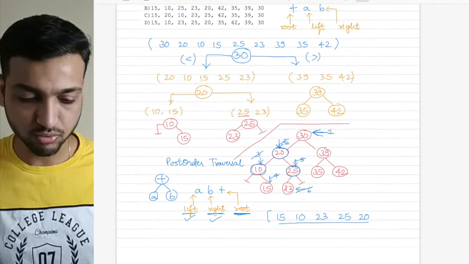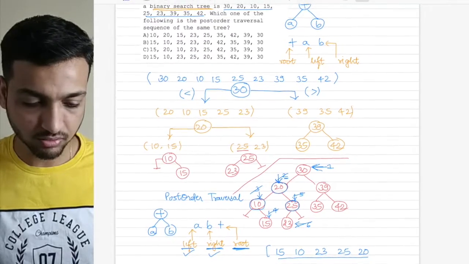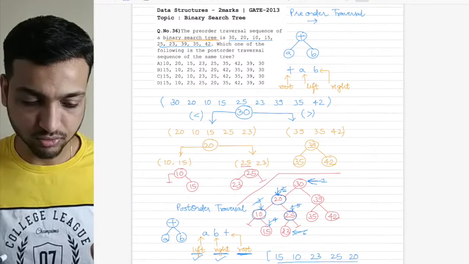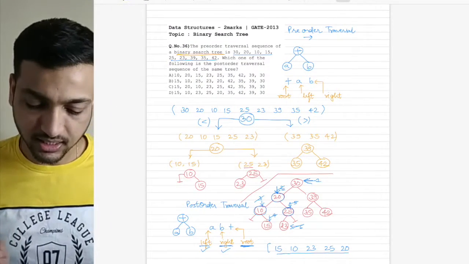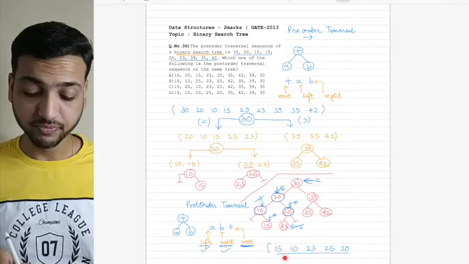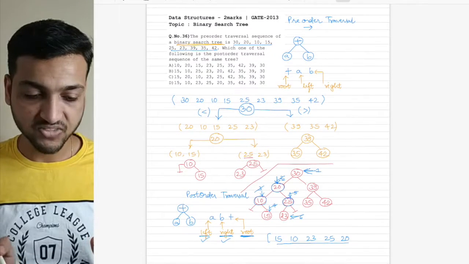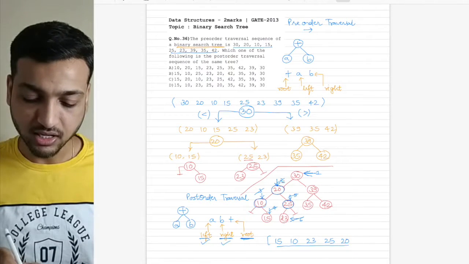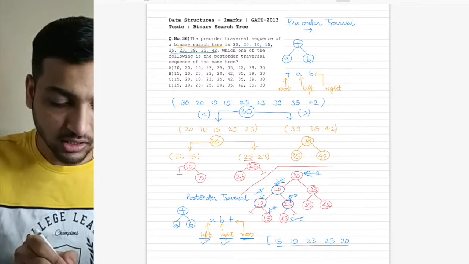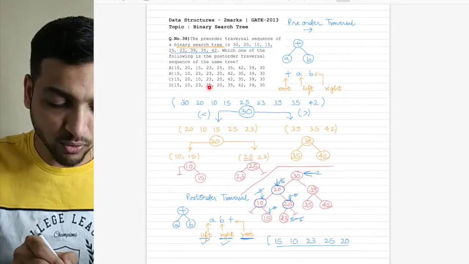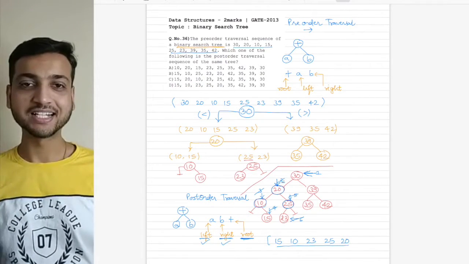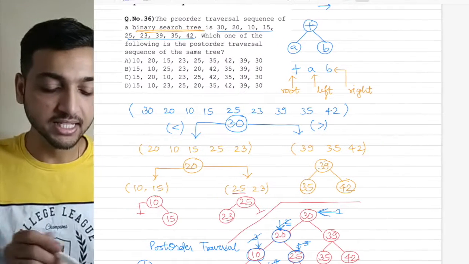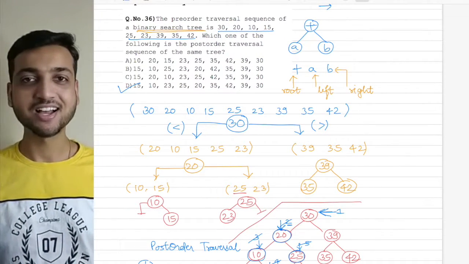So let me zoom out completely. As you can see, at the extreme bottom is my post order sequence. It's not complete: 15, 10, 23, 25. So 15, 10, 23, 25. Only one option fortunately has this correct sequence, so we can directly mark that option as our right answer. So option D is going to be my right answer.